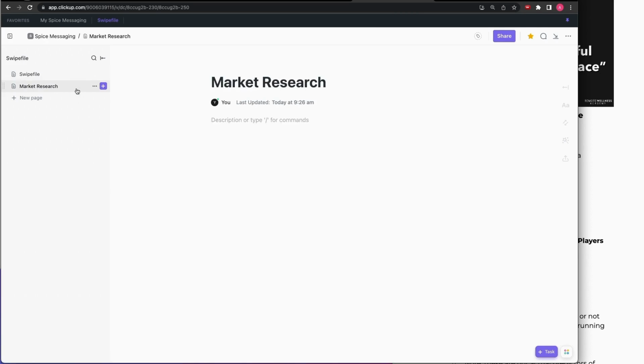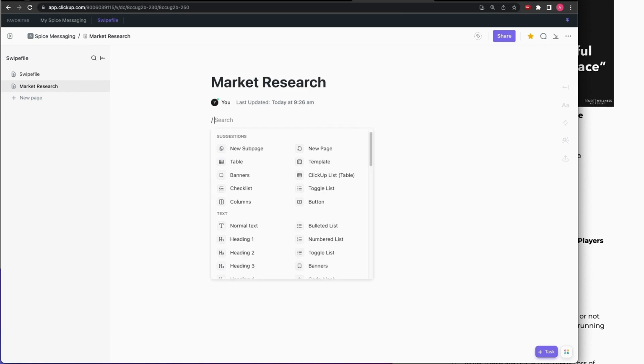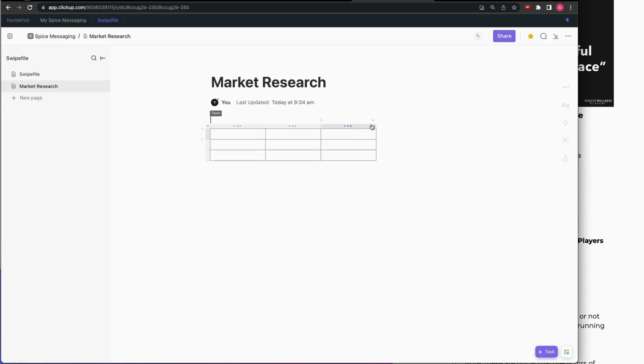So we might have, let's say hypothetically, a market research page inside of our swipe file document. And then over here, I'm going to do slash, which is a global command inside of ClickUp, and I might go ahead and add a table, okay? And then once I add a table, I might add a couple extra columns here.